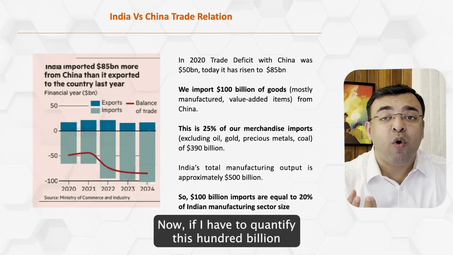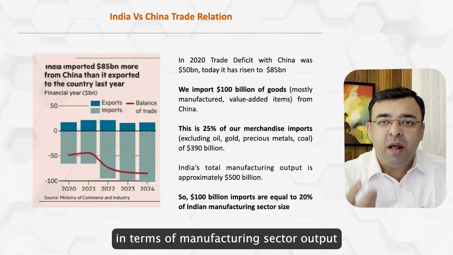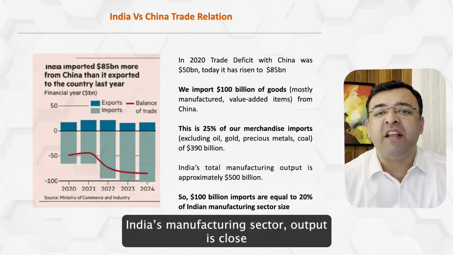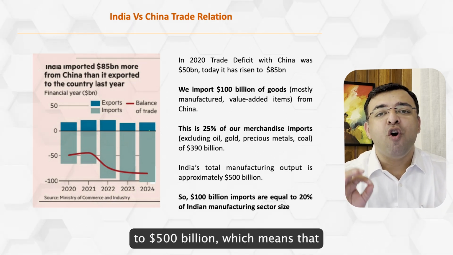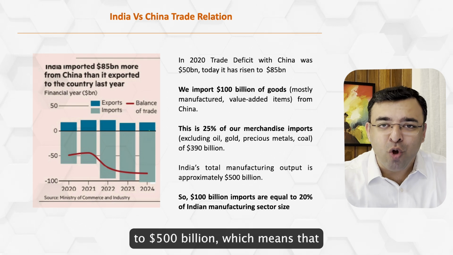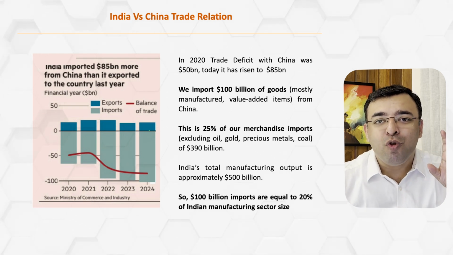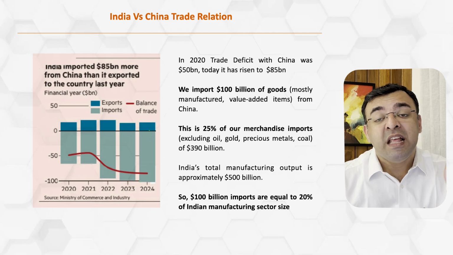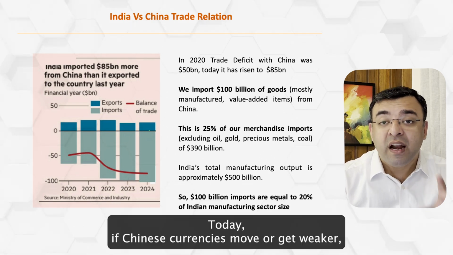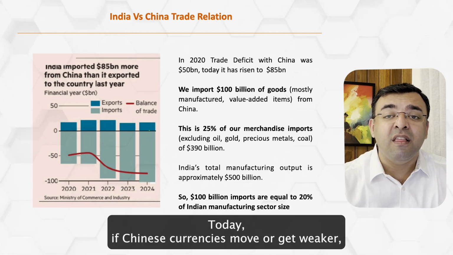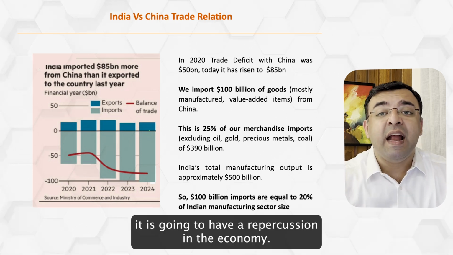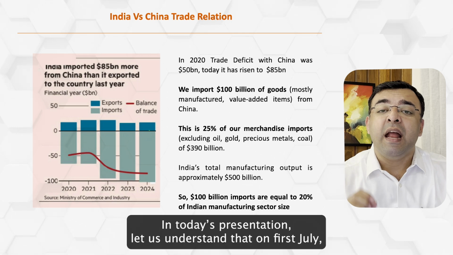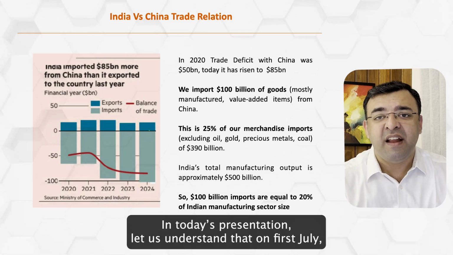Now, if I have to quantify this 100 billion in terms of manufacturing sector output, India's manufacturing sector output is close to $500 billion, which means that we import 20% of our manufacturing output from China. If Chinese currencies move or get weaker, it is going to have a repercussion in the Indian economy. In today's presentation, let us understand that.